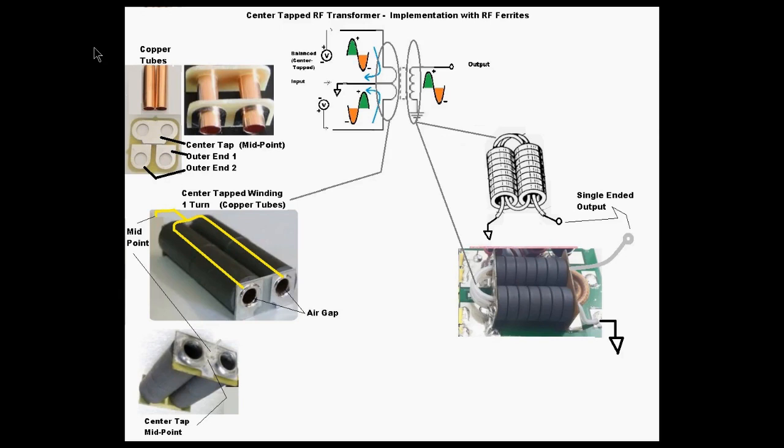Also, I just want to mention that when the center tapped RF transformer is implemented, we'll notice that the output transformers are usually physically larger than the input transformers. This is because of the amplification, and therefore the field strength and the signal power is greater on the output side. So larger ferrites for greater power handling capability.